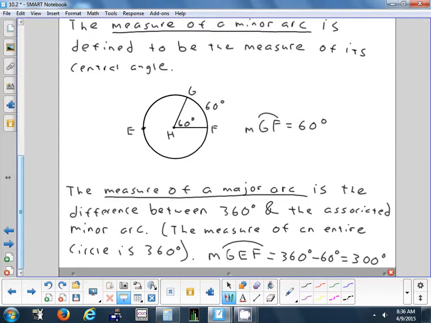Okay, so the measure of a major arc is the difference between 360 and the minor arc, just like Luke said, 360 minus 60 in this case. The reason we use 360 is because a full circle, that's 360 degrees. So you're basically taking away the minor part and you're left with the major part. Okay, any question on that?